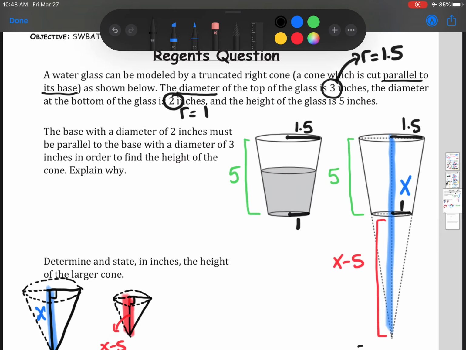Okay. So now it's asking, the base with a diameter of 2 inches must be parallel to the base with a diameter of 3 inches in order to find the height of the cone. Explain why. So what do you think? If it weren't parallel, what will happen to your height? The height would be slanted, right? And heights can't be slanted. So let's write this down. Heights are, do we know what the symbol means? Perpendicular. I'm going to write it down.